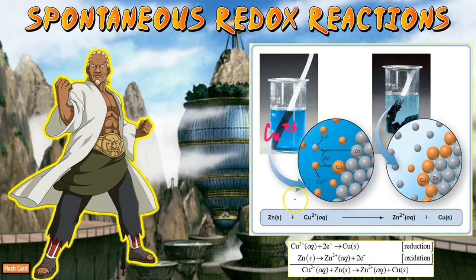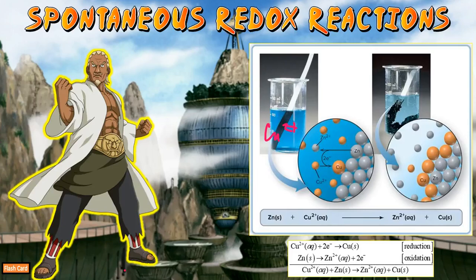Okay, folks? In other words, zinc and copper ions are interacting in this beaker here, resulting in a reaction where zinc is going to lose electrons, which is oxidation, and copper ions are going to gain electrons, which is reduction. So that is what we're seeing represented here. Now, although electrons are being transferred, electrical energy is not generated because the reacting substances are in the same exact beaker.